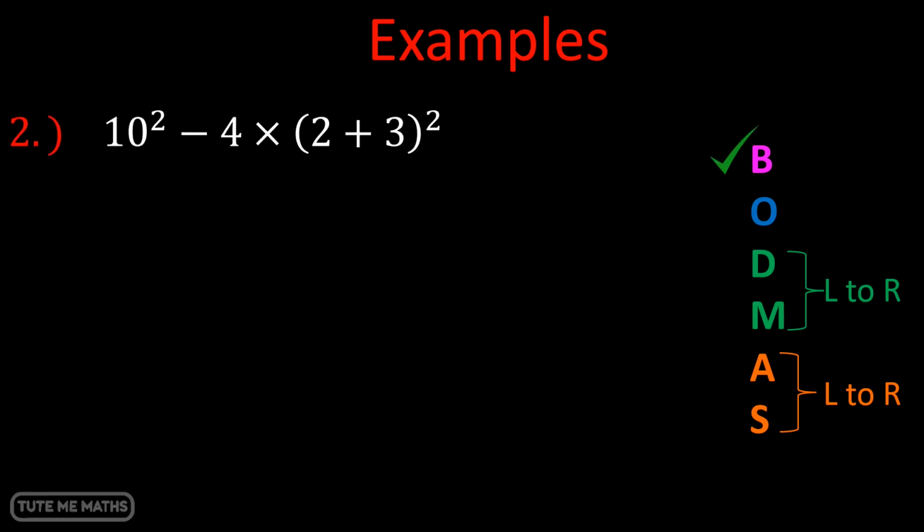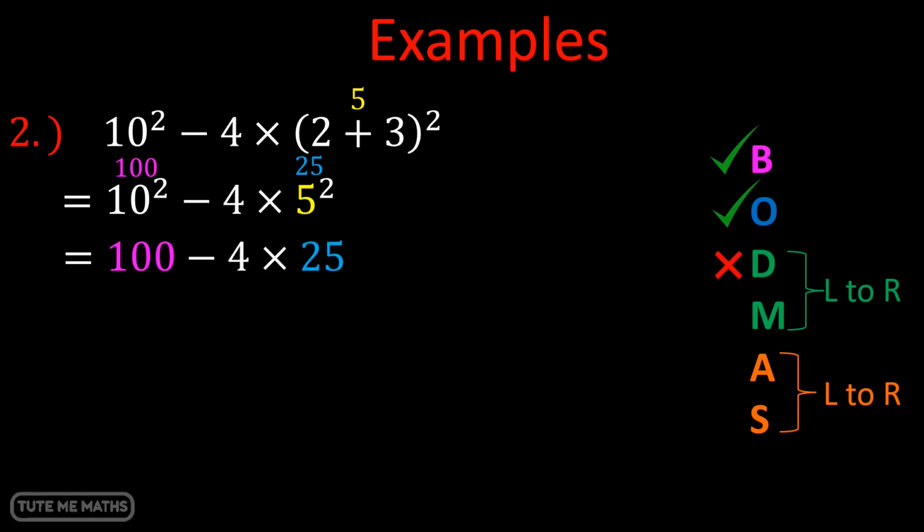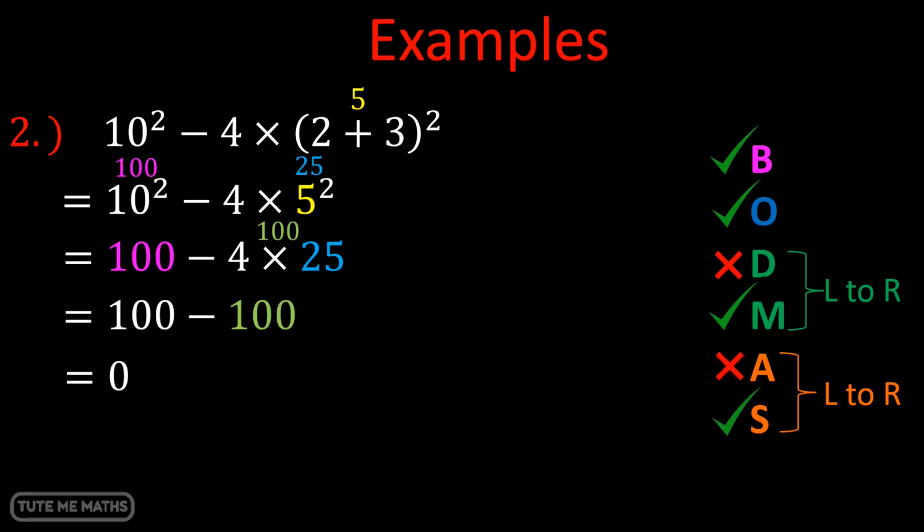This time we do have some brackets, so we must do them first. 2 plus 3 is 5, giving us 5 squared. Now we have orders which we need to do. There are 2 of them. 10 squared is 100, and 5 squared is 25. So now we have 100 take away 4 lots of 25. We have a multiplication, so it must be done next, and 4 lots of 25 is 100. Now we have 100 take away 100, leaving us a final answer of 0.